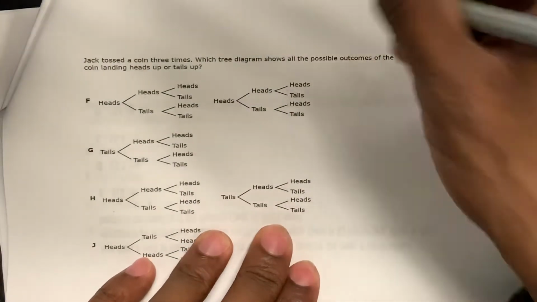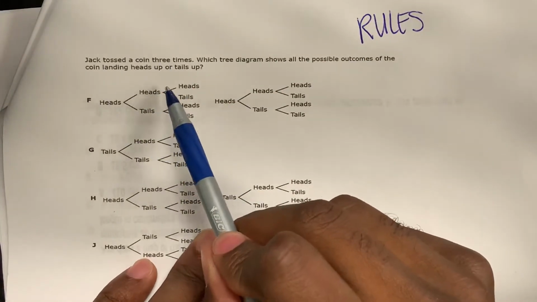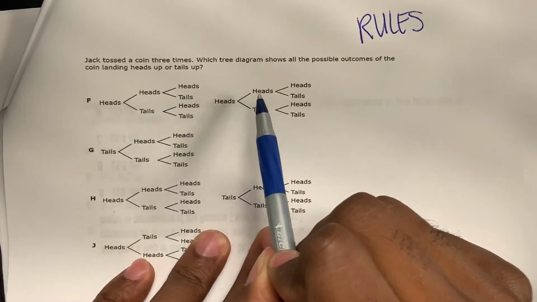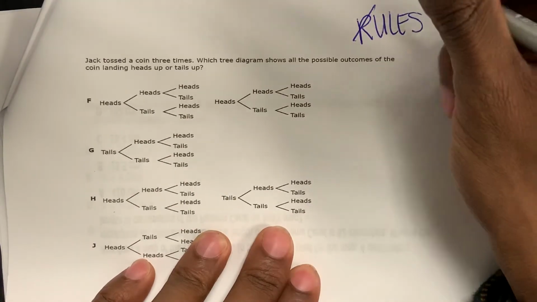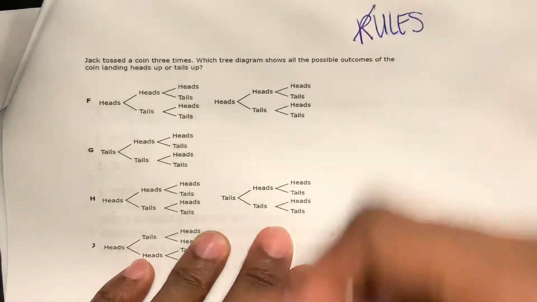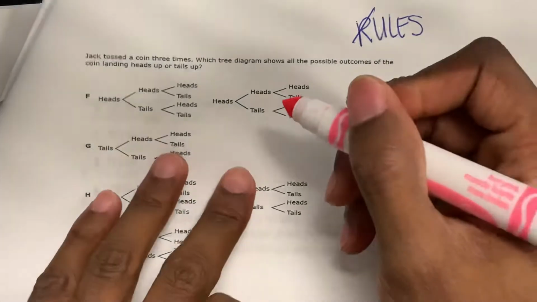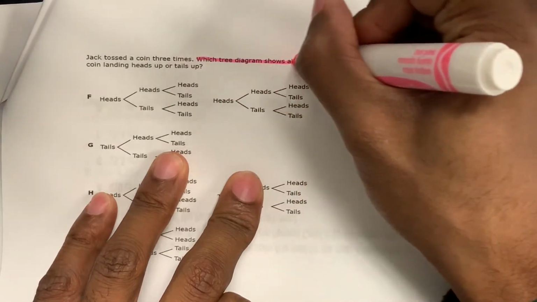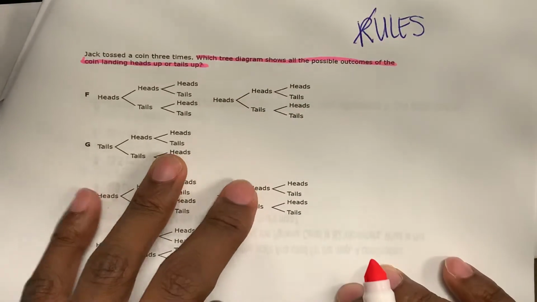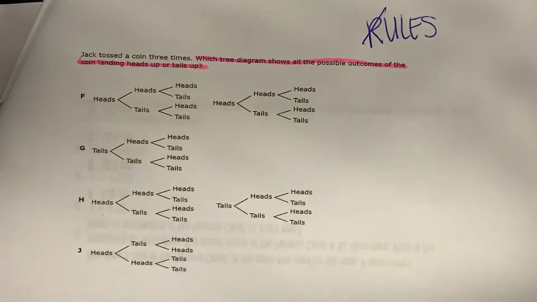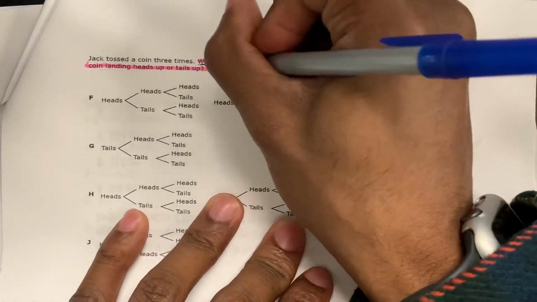Okay, so we have our rules. Jack tossed a coin 3 times. Which tree diagram shows all the possible outcomes of the coin landing heads up or tails up? So we read the word problem. Now we're going to cross off the R. Now we're going to underline the specific question. The question's asking us, which tree diagram shows all the possible outcomes of the coin landing on heads up or tails up? So we underline the question.